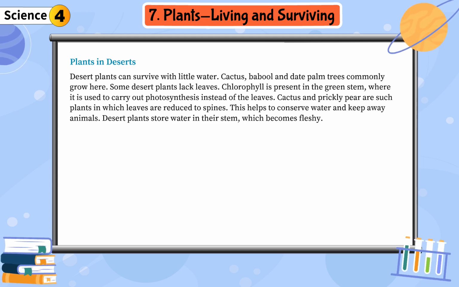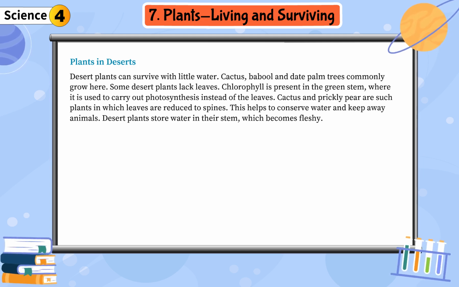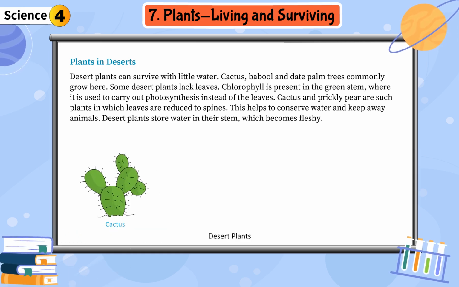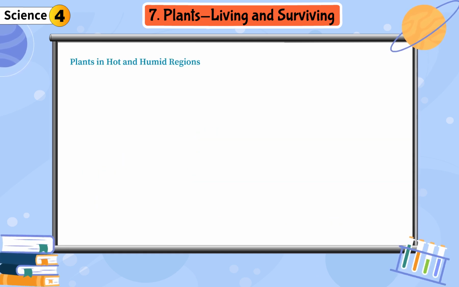Cactus and prickly pear are such plants in which leaves are reduced to spines. This helps to conserve water and keep away animals. Desert plants store water in their stem, which becomes fleshy. Plants in hot and humid regions.